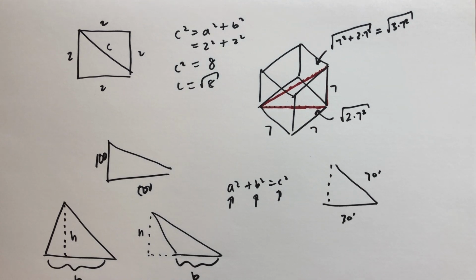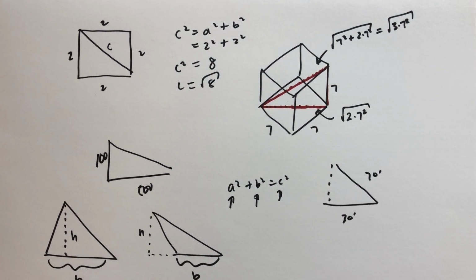Number 12: show that the length of the hypotenuse of a right triangle is greater than or equal to the length of a leg. You can use the triangle inequality from the first section.